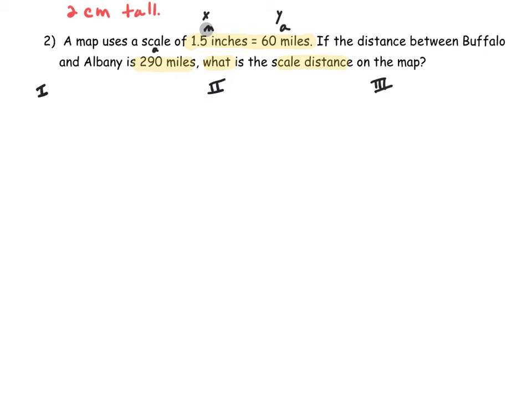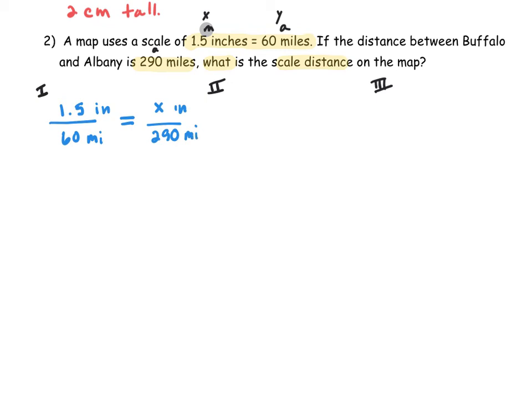So our first method is the proportion method. We want to write what they've given us, and the scale is very helpful. It immediately gives us a ratio, a comparison of 1 5/10 inches compared to 60 miles. And now we need another ratio. We don't know the inches. That's what they've asked us to find, the scale distance. And then we do know that there's 290 miles between Buffalo and Albany.